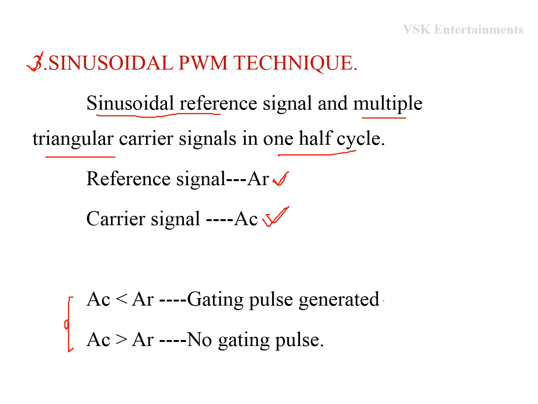In this, the gating pulse is going to be generated whenever the magnitude of reference signal is greater than the magnitude of carrier signal. If the magnitude of carrier signal is greater than the magnitude of reference signal, we are not going to get any gating pulses. This condition for generating the gating pulses is exactly opposite to the generation of gating pulses in the previous two cases.